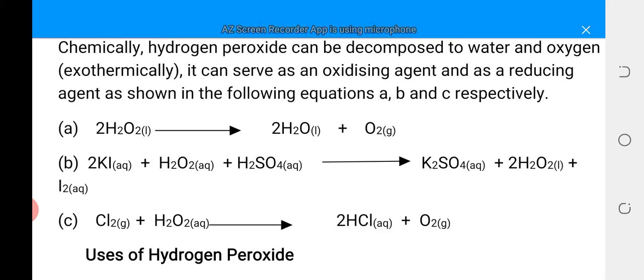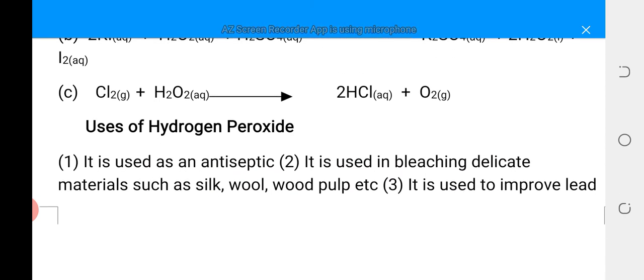So what is hydrogen peroxide used for? It is used as an antiseptic. It is used in bleaching delicate materials such as silk, wool, wood pulp, etc., that other substances like chlorine can make bleached and damaged.